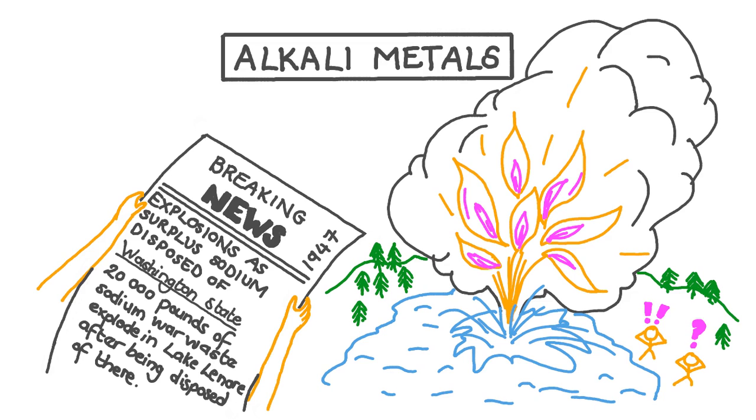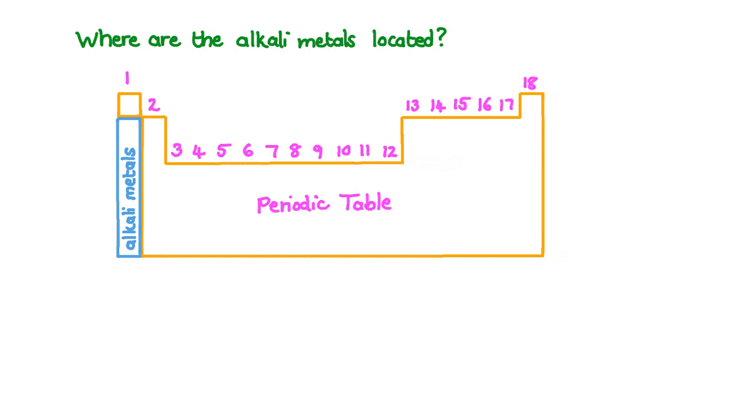Let's begin by having a look where the alkali metals are located on the periodic table. The alkali metals is the name given to the group 1 elements on the periodic table. These metals are grouped together because they react in a similar manner. They are called the alkali metals because all form alkaline solutions when they react with water. The alkali metals do not include hydrogen at the top of the group because hydrogen is not a metal but a nonmetal and a gas under standard conditions.